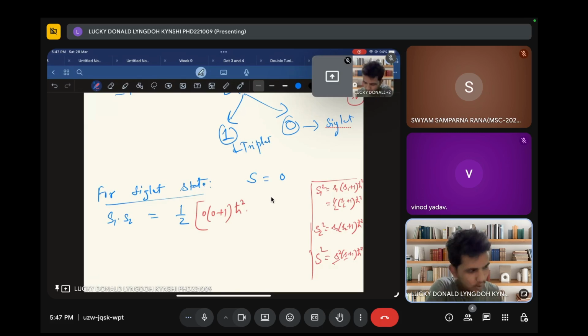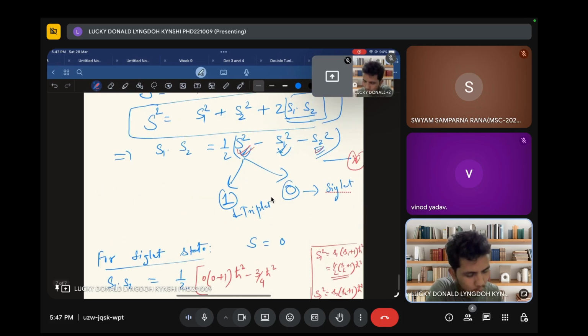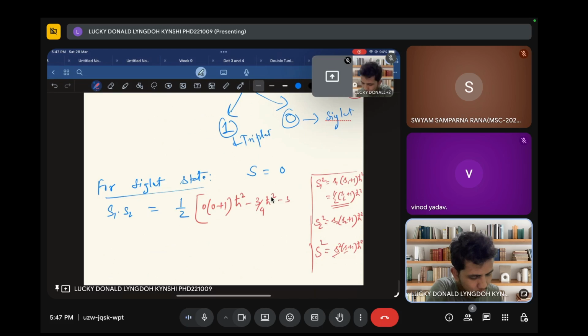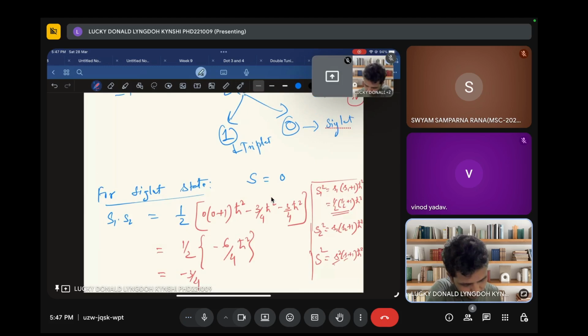Now what happens? If you solve this S1 square, you will get minus 3 by 4 h cross square, and again S2 also will be the same, minus 3 by 4 h cross square. Right, so the total will be half of minus 6 by 4 h cross square, which will be equal to minus 3 by 4 h cross square. Okay, so that is done. For your singlet state, the product S1 dot S2 gives you minus 3 by 4 h cross square.